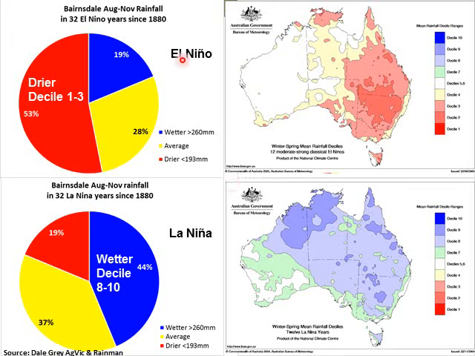So here's the Bairnsdale record, looking at Bairnsdale's rainfall from August to November, late winter into spring. When we look at the previous 32 El Nino events, rather than a third of those years being a dry spring at Bairnsdale, it's more like a bit over half of them were dry. So you can see El Nino does have its influence on springs at Bairnsdale. But it doesn't guarantee a dry spring, because 1 in 5 El Ninos was decile 8, 9, 10, so wetter. It increases the chance of dry, but doesn't guarantee it.